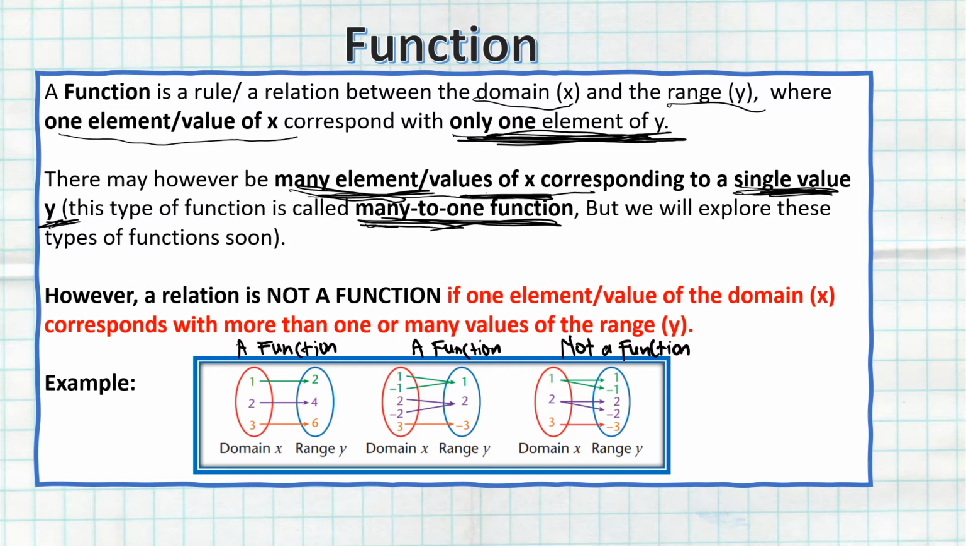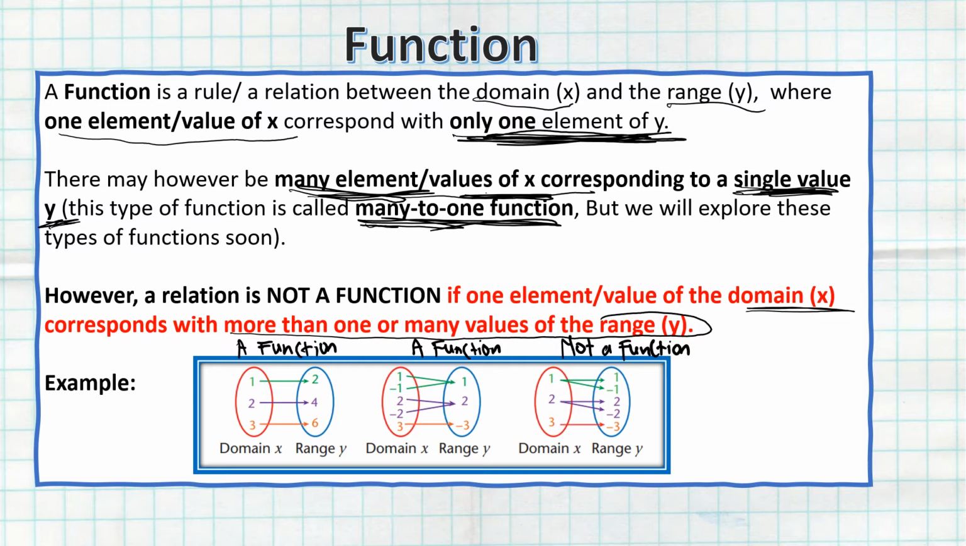However, a relation is not a function if one element or many values in the domain x are corresponding to more than one value of y. If you get that a single value of x or many values of x are corresponding to more than one value of y, then that thing is not a function, because for a graph to be a function, there must be many values of x or a single value of x corresponding to only one value of y. Then it is called a function.